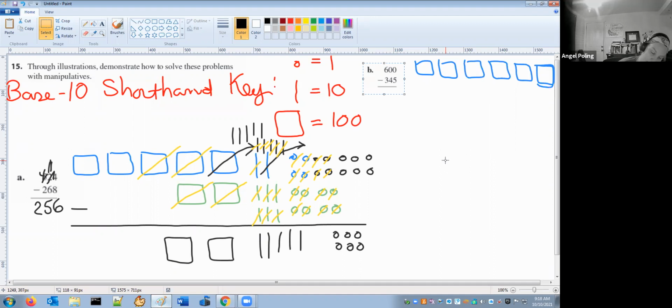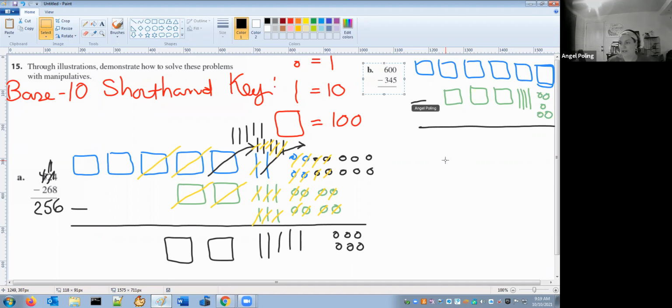From that, we want to take away 3 hundreds, 4 tens, and 5 units. And that's the amount we want to take away. So the green is going to try to come out of the blue. We first try to subtract the 5 units and we can't.